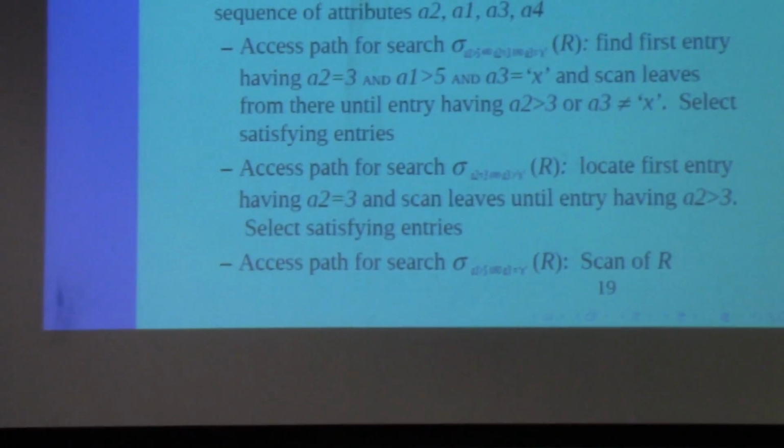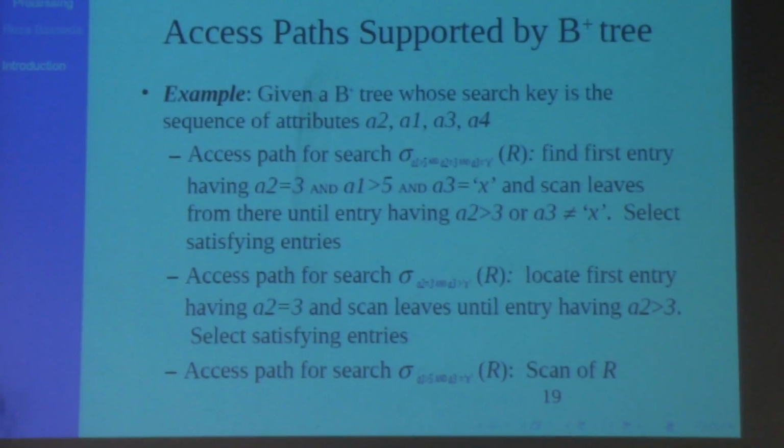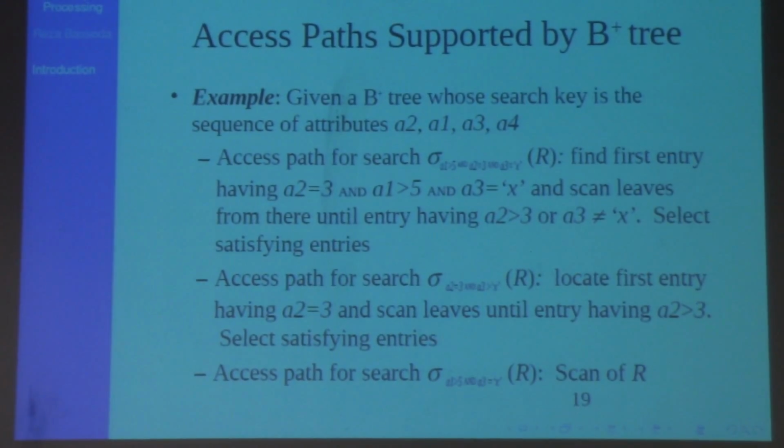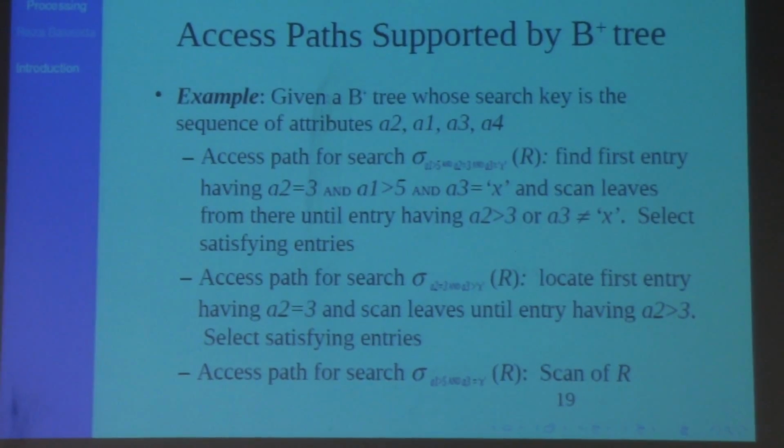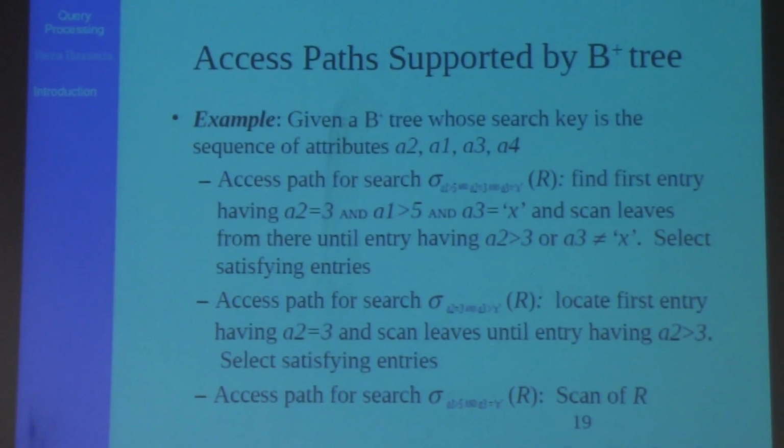So again, some more examples. Suppose that you have a B plus tree whose search key is the sequence A2, A1, A3, and A4. What do we have here? A multiple attribute search key, a multiple attribute index, right? You studied very well. You are responding.